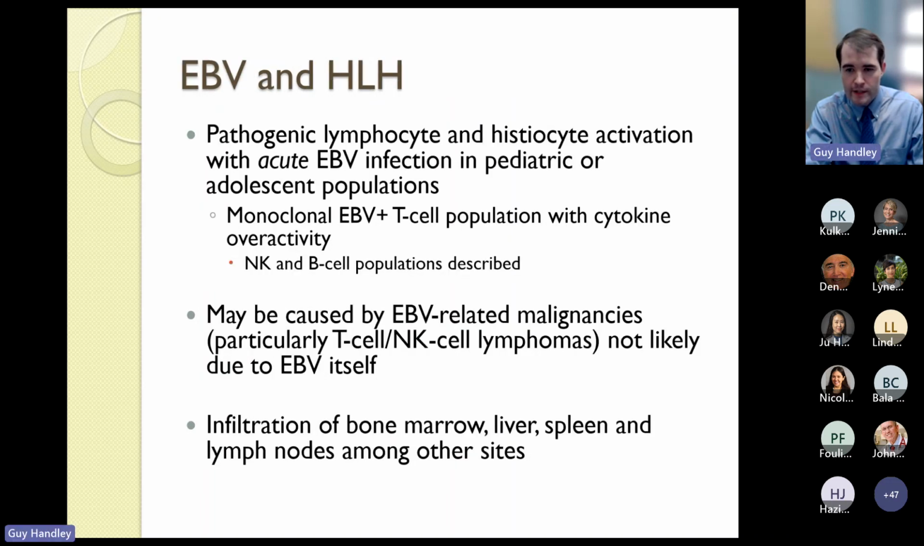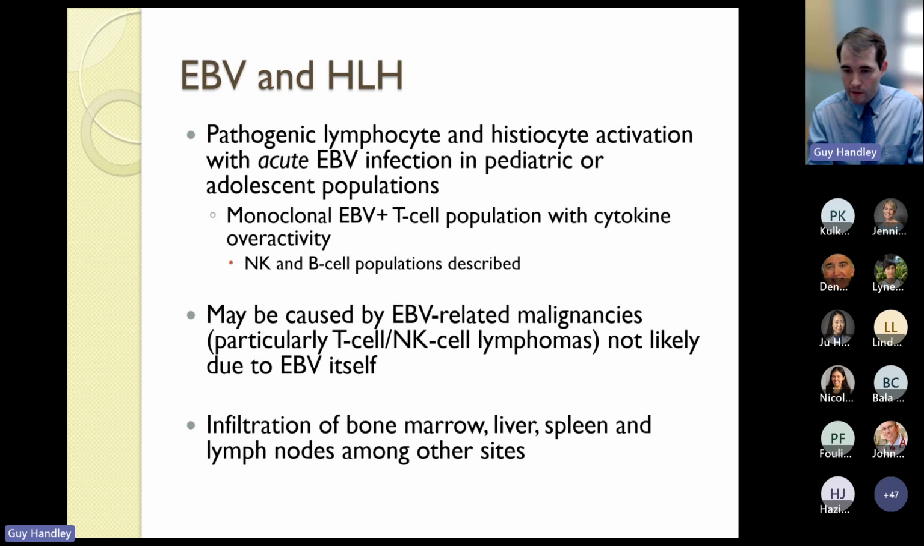For HLH, this is a pathogenic lymphocyte and histiocyte activation, usually in the setting of acute EBV, so it's more of a pediatric and adolescent patient population issue. Essentially the virus infects a T cell population, and you get a monoclonal expansion of that population, and a lot of cytokine overactivity leading to the HLH. It can happen with NK and B cells, but classically it's with T cells.